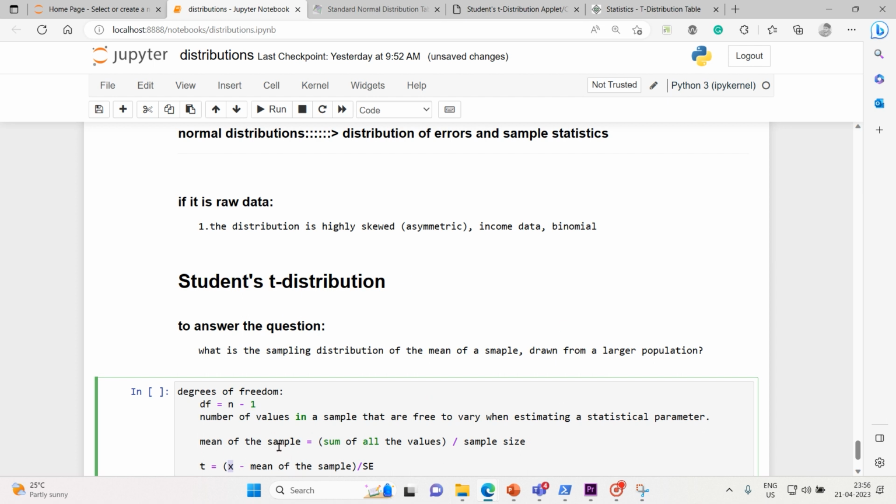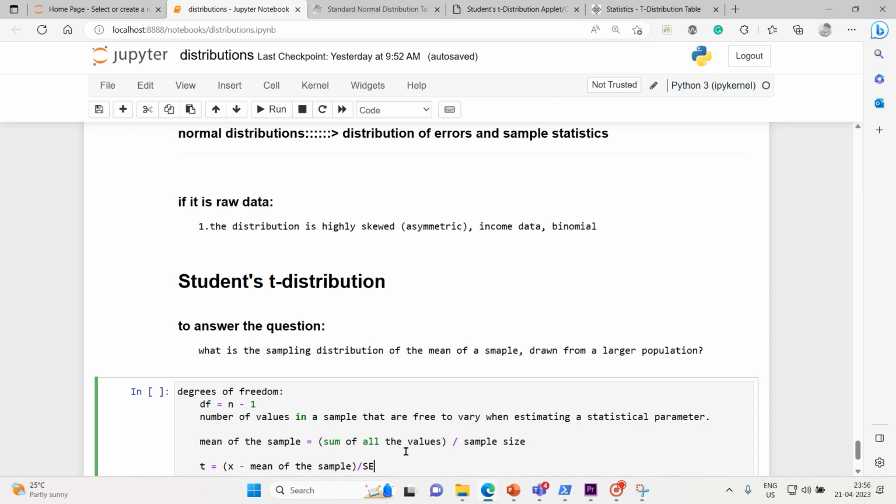Other than that, how many variables are available for you? How many values from that sample are free to vary to estimate a statistical parameter? Obviously n minus 1. Correct? So that's what I'm trying to say. That's what the degrees of freedom is.